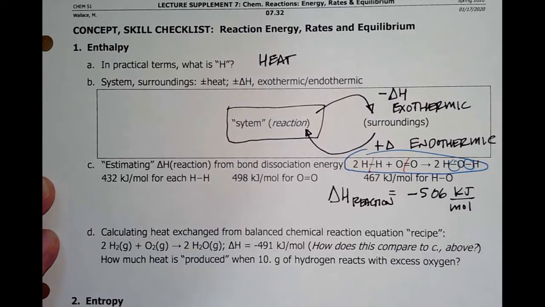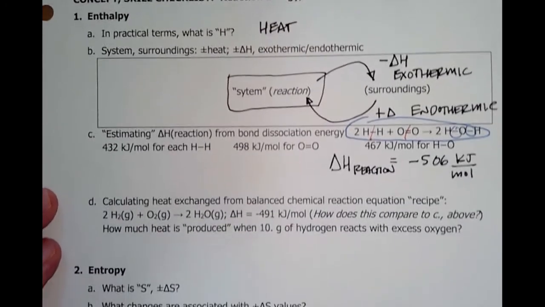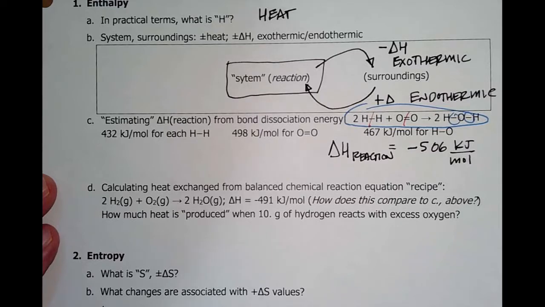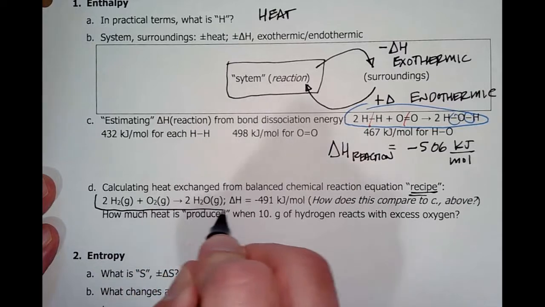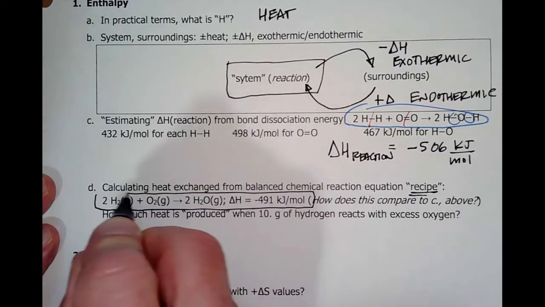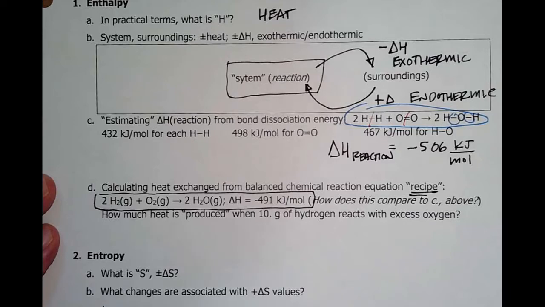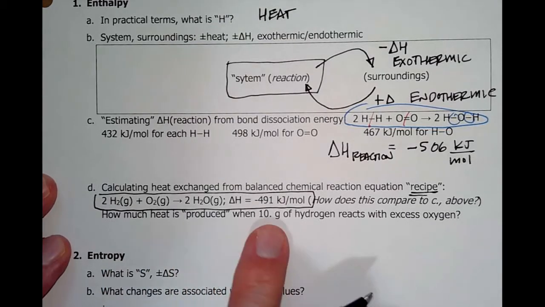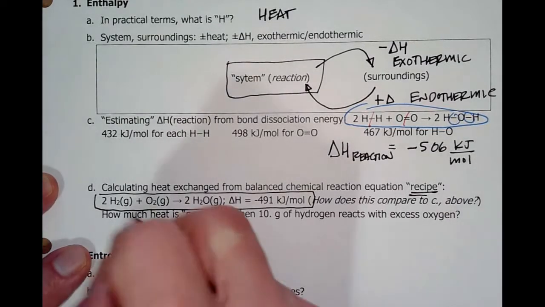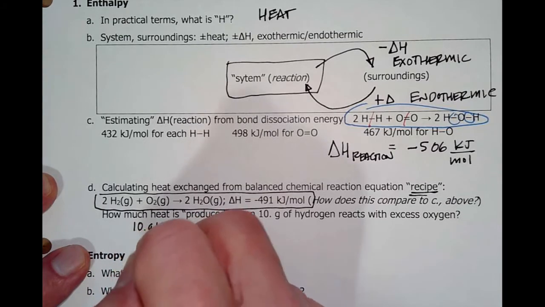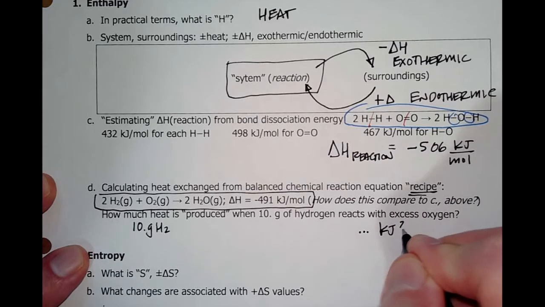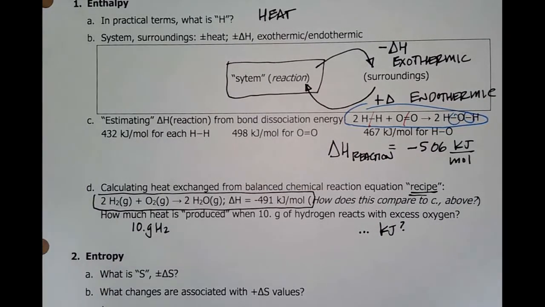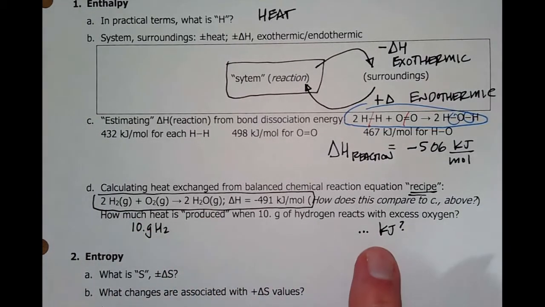The other way we sometimes got this was not by actually looking at the bonds that are broken or formed, but we used kind of a recipe where I had a balanced chemical equation, and now we have this enthalpy term right there. So it says how much heat is produced when 10 grams of hydrogen reacts with excess oxygen. So 10 grams of H2, and I would like to get to kilojoules. And again, I'd like you to do that. There's our recipe. I'm trying to get to kilojoules.